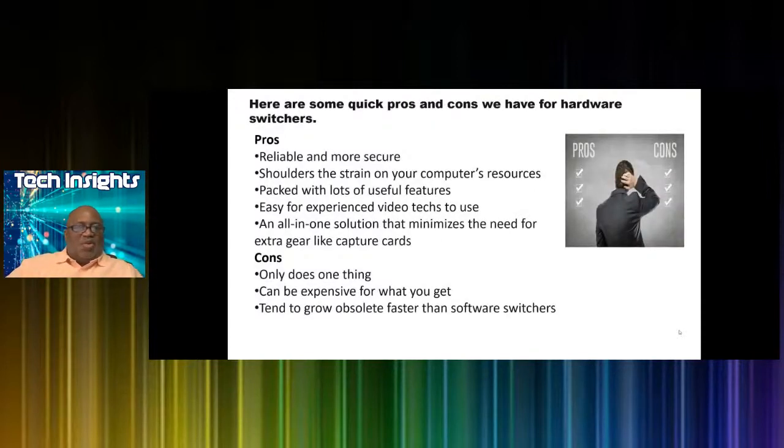Some of the pros and cons of hardware switchers. The pros: they're reliable and more secure. They shoulder the strain on your computer, and we talked about that last week, where we're using an onboard encoder or offboard encoder. The same thing happens with everything that you do in video production: it takes up CPU, takes up storage, it takes up usage on your computer. So the cool part about an external switcher is that it's self-contained. It also has its own encoder in it as well.